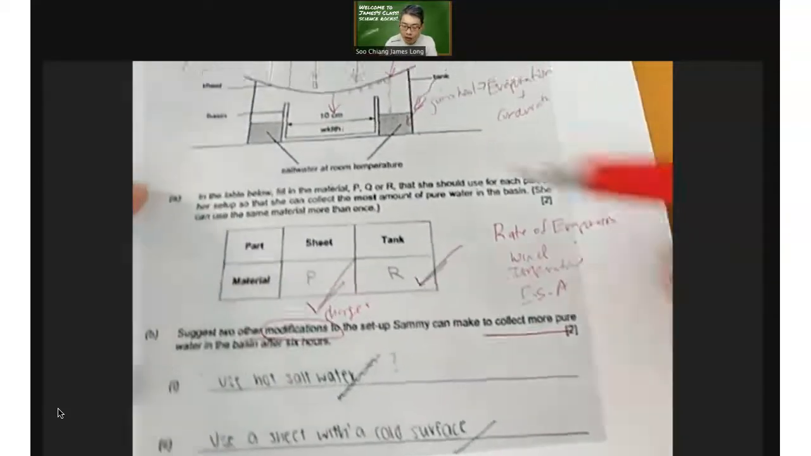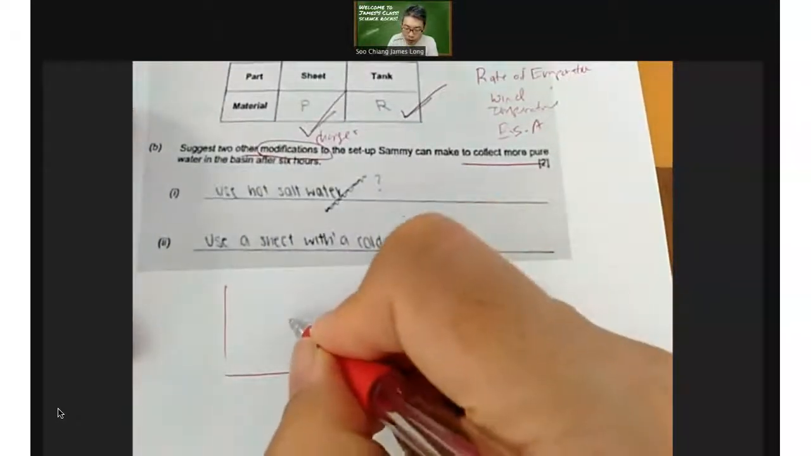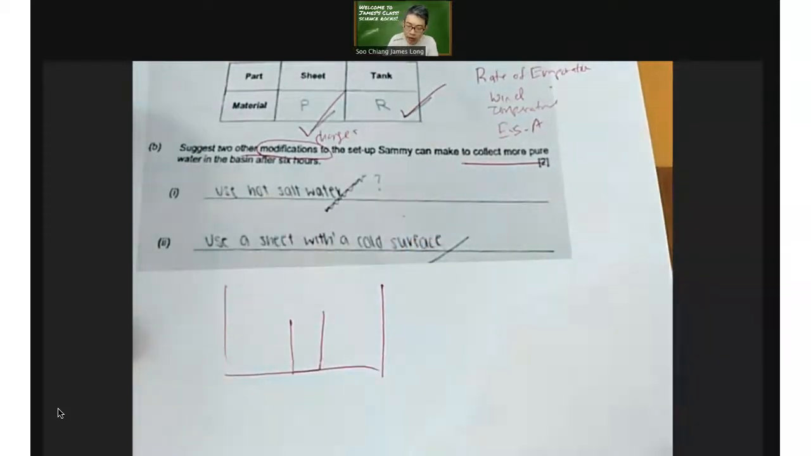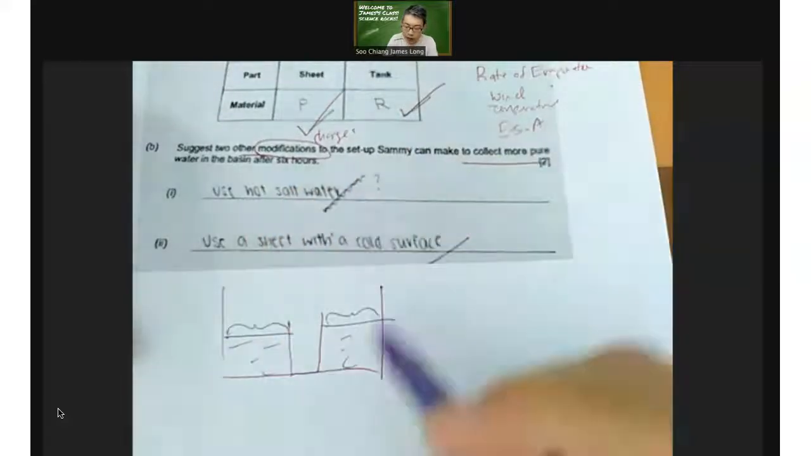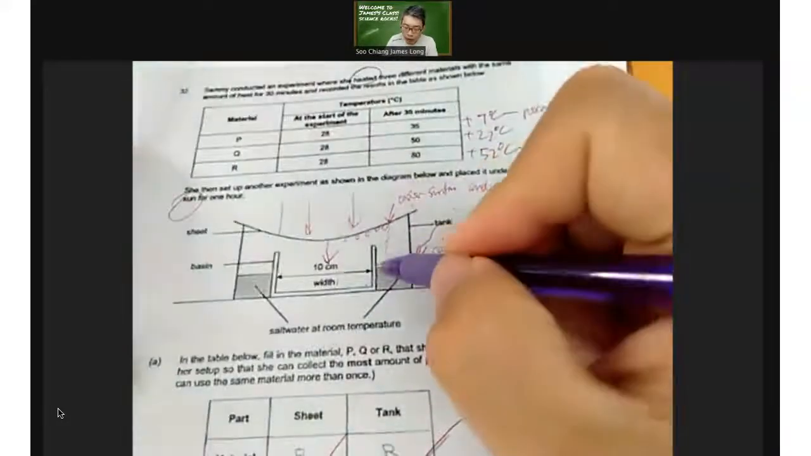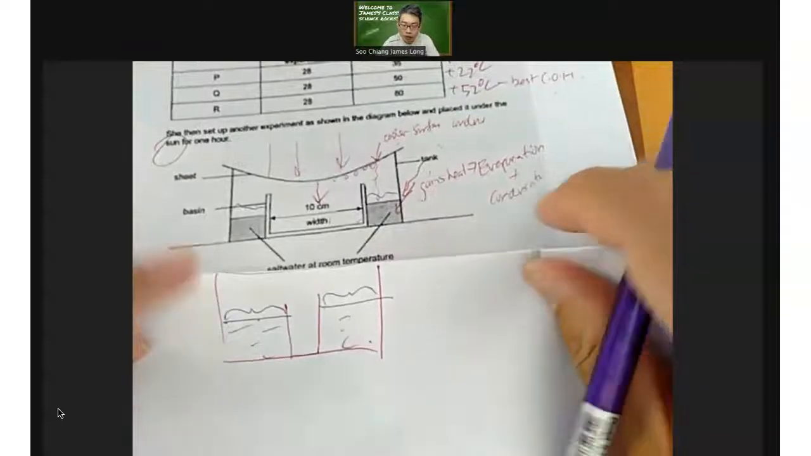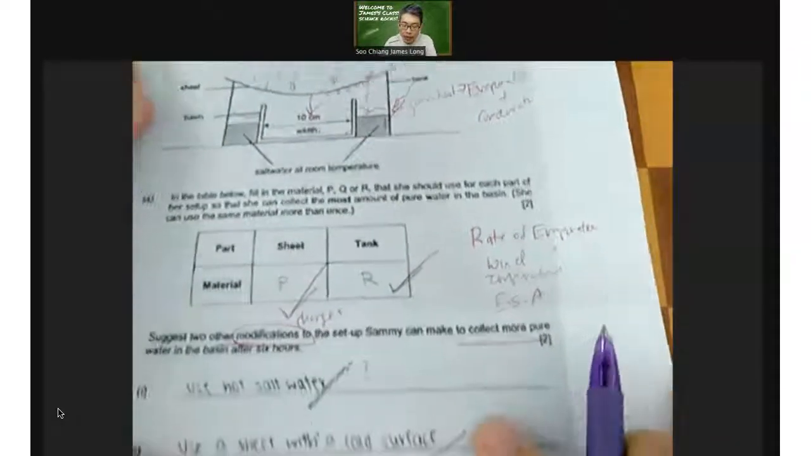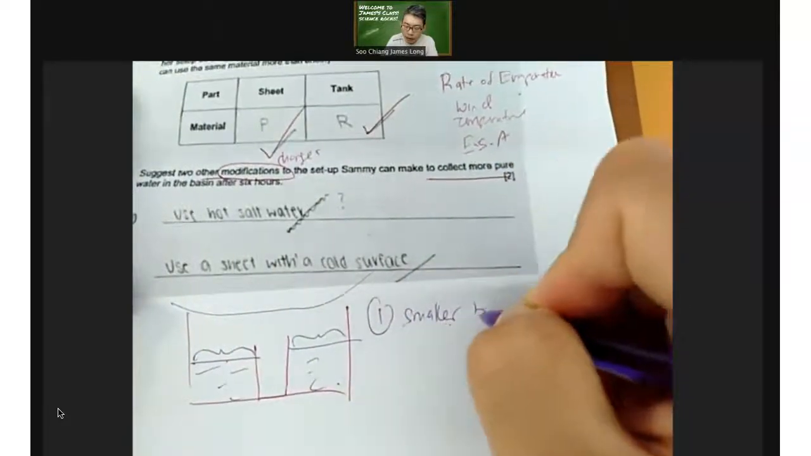So for example, I can use a smaller basin. What do I mean? If I use a smaller basin, let me show you. My basin is small. And so my salt water, notice the exposed surface area now is much larger, these two, compared to this, which is smaller. Comparing these two, larger, smaller. So I can use a smaller basin. So that's my answer.